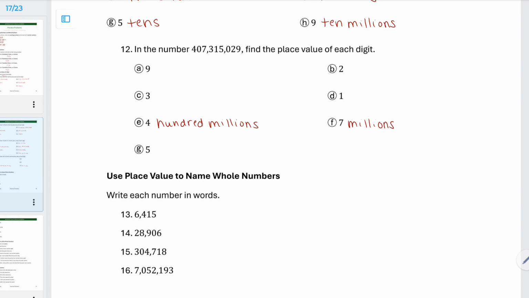Go to the 3 for the 100,000s place. Go to the 1 for the 10,000s place. Go to the 5 for the thousands. 0 is not listed. Go to the 2 for the tens place, and go to the 9 for the ones place.